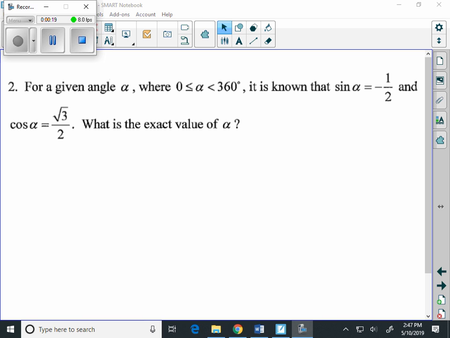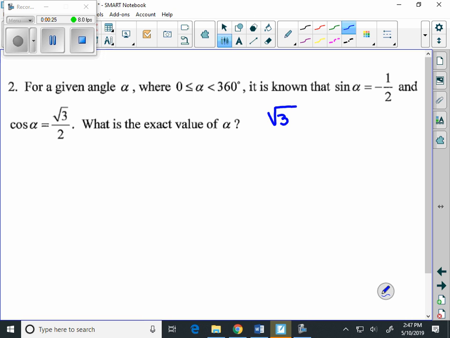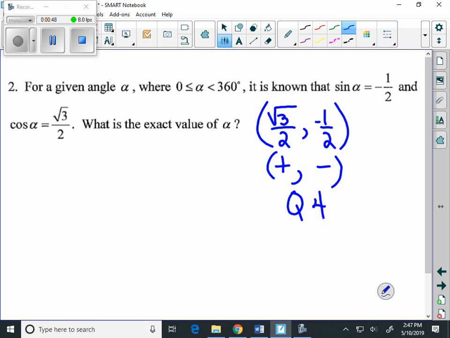Well, the first thing I think of when I look at this problem is, what's the ordered pair? And if you remember, this would be the square root of 3 over 2 and negative 1/2, because cosine is the x value and sine is the y value. Consequently, that means we've got a quadrant where we've got a positive first value and a negative second value. And what that tells us is that we are going to be working in quadrant 4.